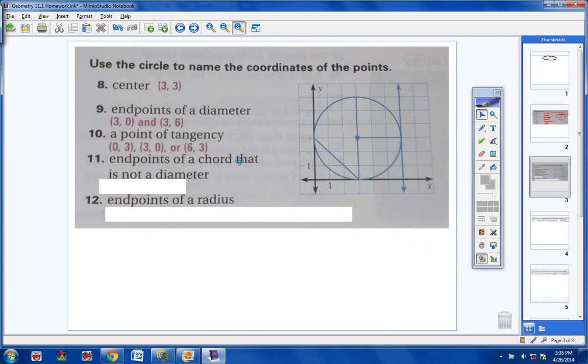Let's see why it has... Yeah, we're going to go with 6, 3. 6, 3. Okay? There we go. All right, moving on to number 11.